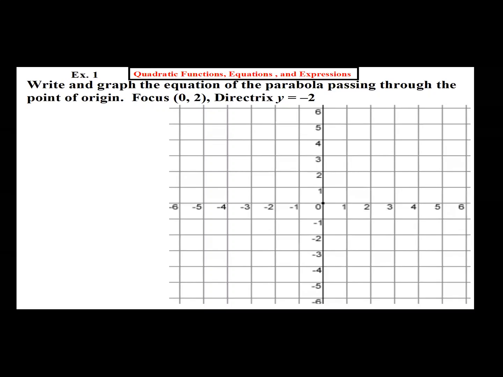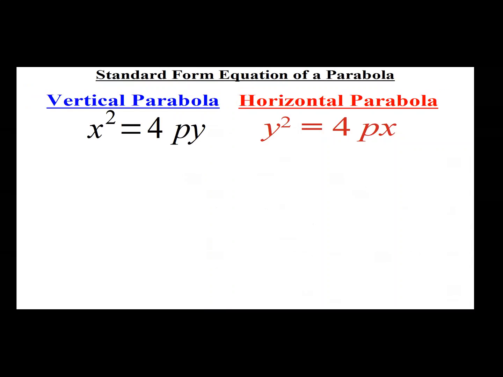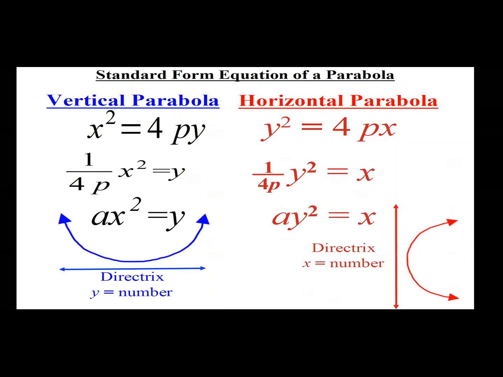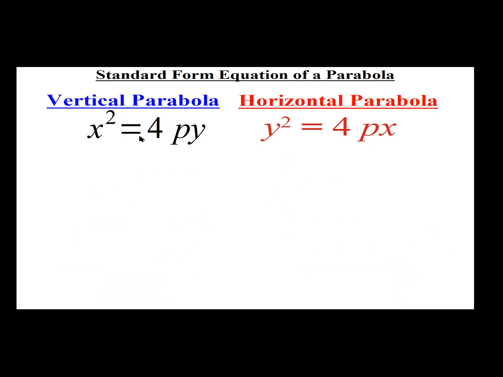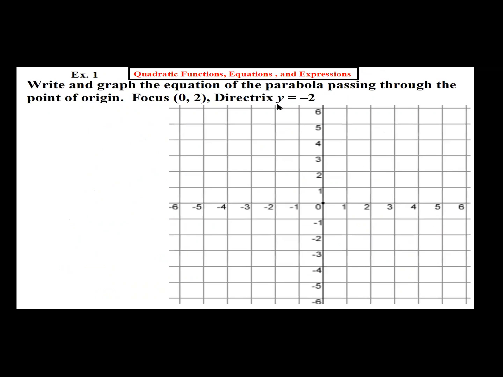A vertical, that is correct. For those of you that missed it, let me go back to the previous screen. Look at the vertical one. It says that they're going to give us y equals a number. So that means it's going to be a vertical parabola, and we're going to use this equation right there. Look at it. Do they give us y equals something? Yes. Okay, so let's get started.